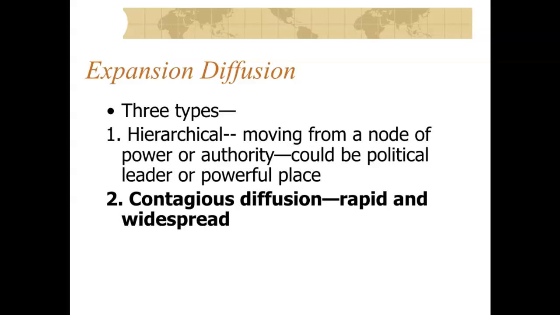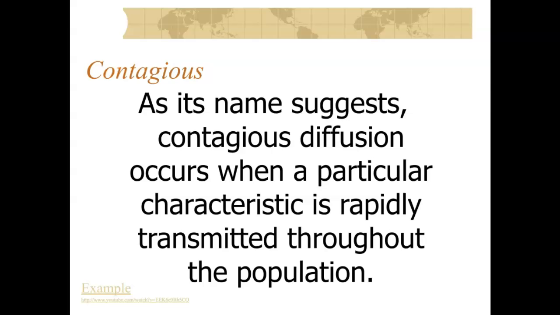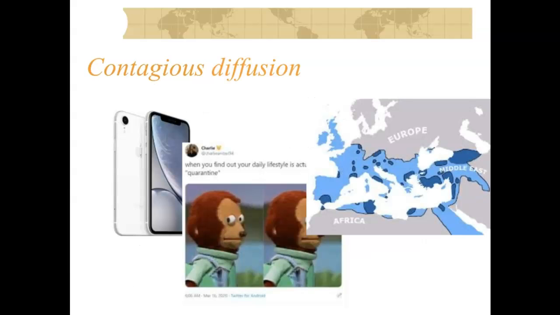Contagious diffusion: rapid and widespread. And this gets its name because it is culture that spreads rapidly like a virus or a bacteria, a contagious cultural diffusion. As its name suggests, contagious diffusion occurs when a particular characteristic is rapidly transmitted throughout the population. Memes are a good example of contagious diffusion. The iPhone, contagious diffusion. And a lot of times contagious diffusion is temporary. It can be a pop cultural icon. It can be something that comes and goes quickly.